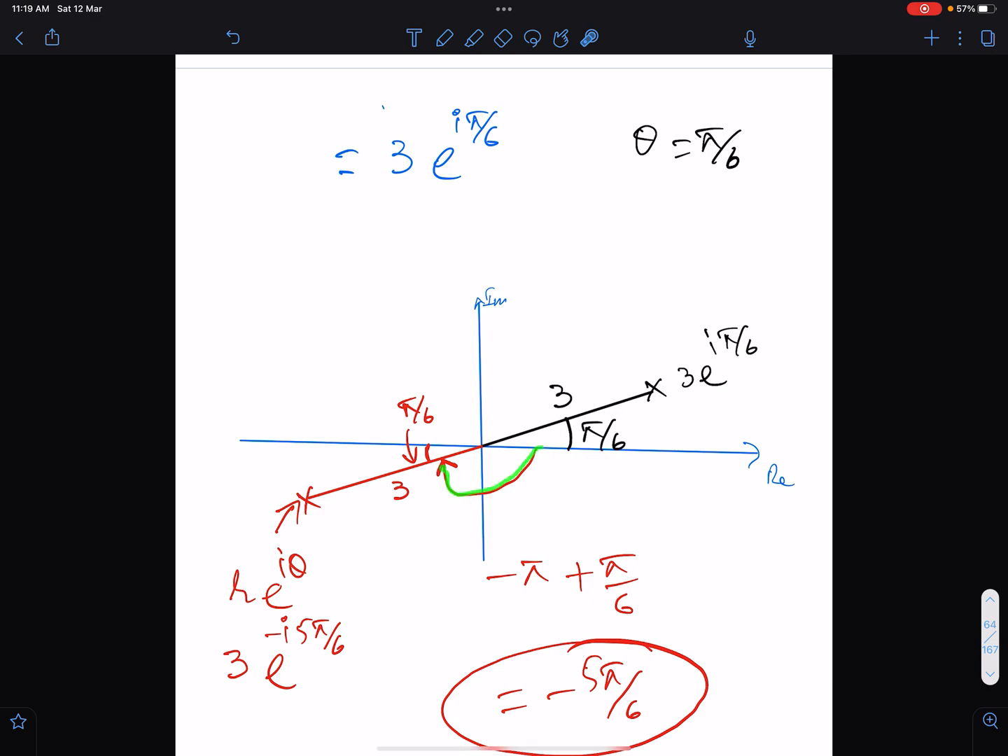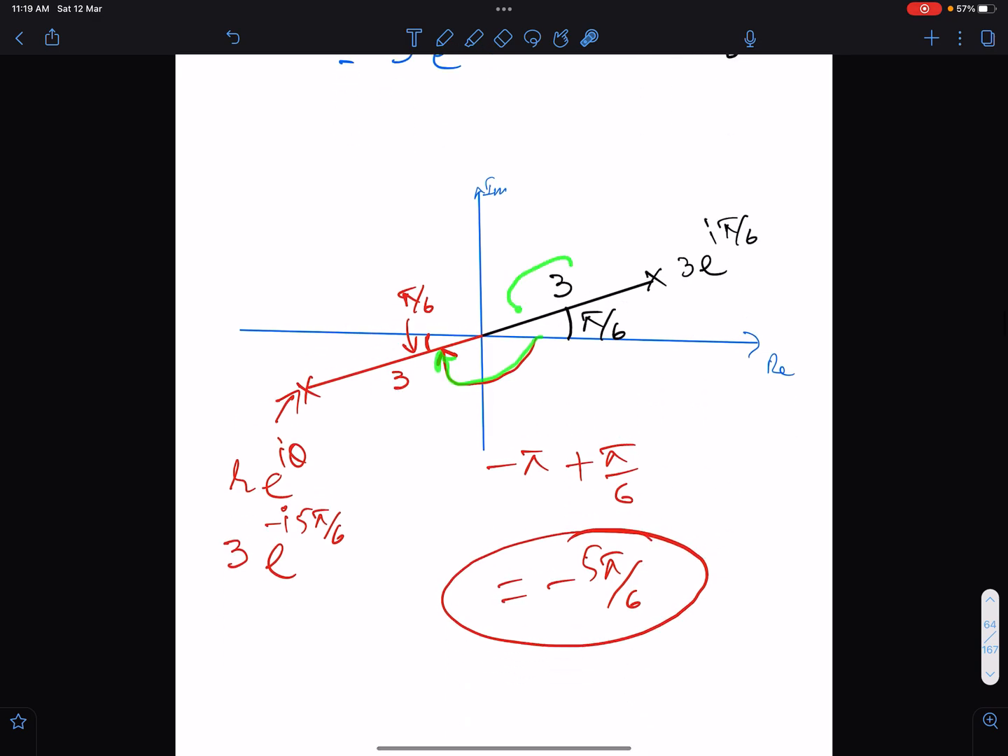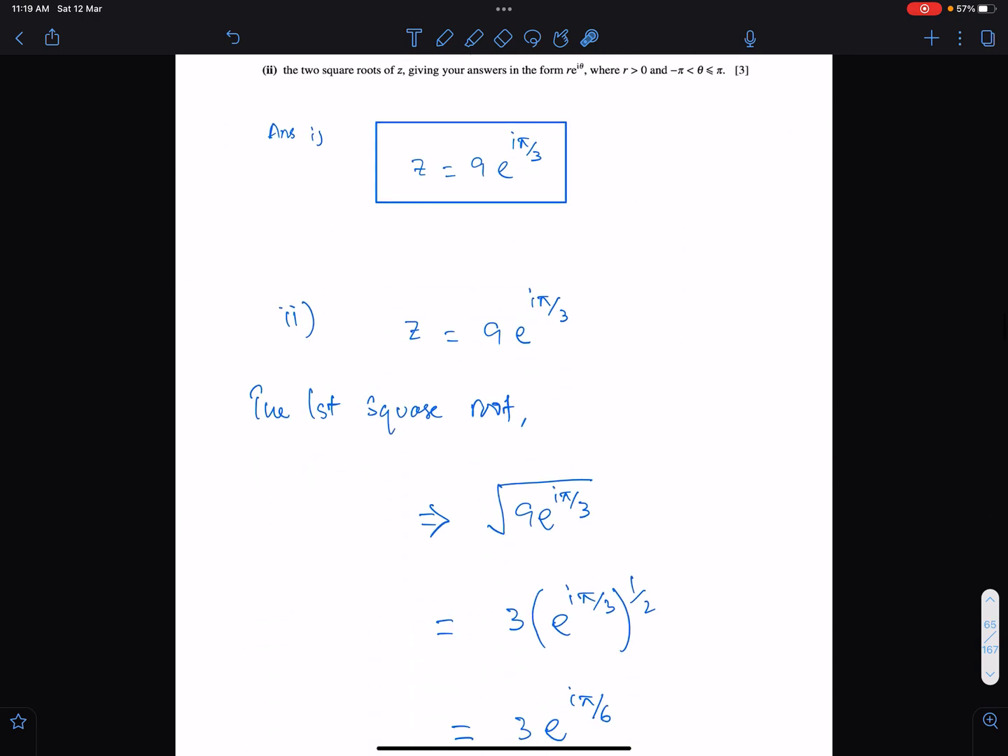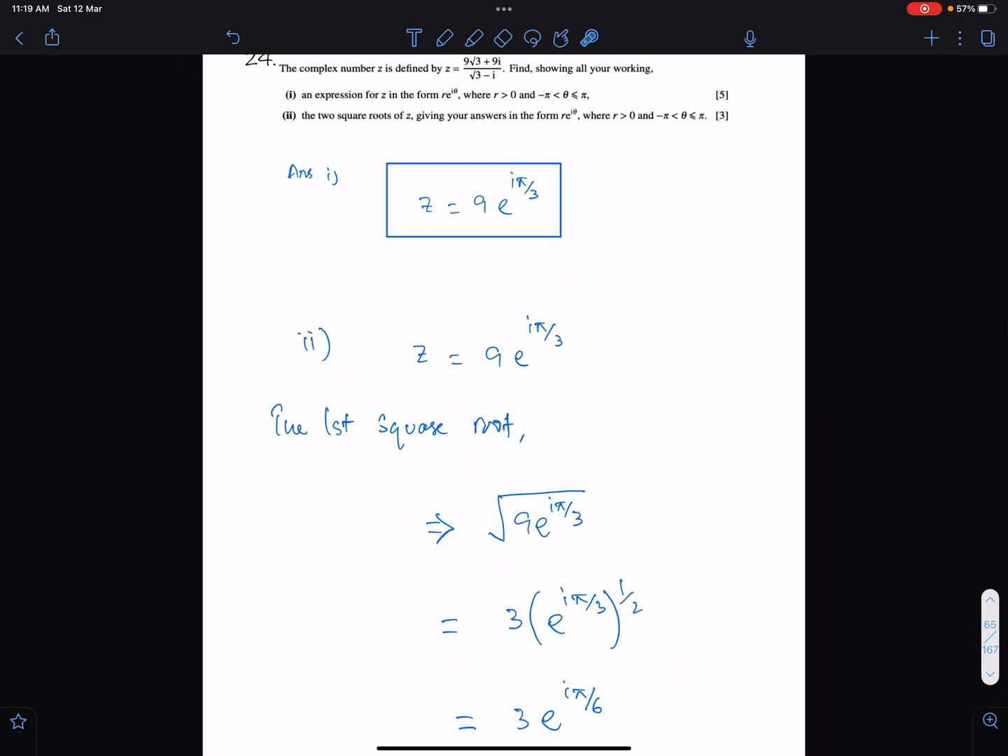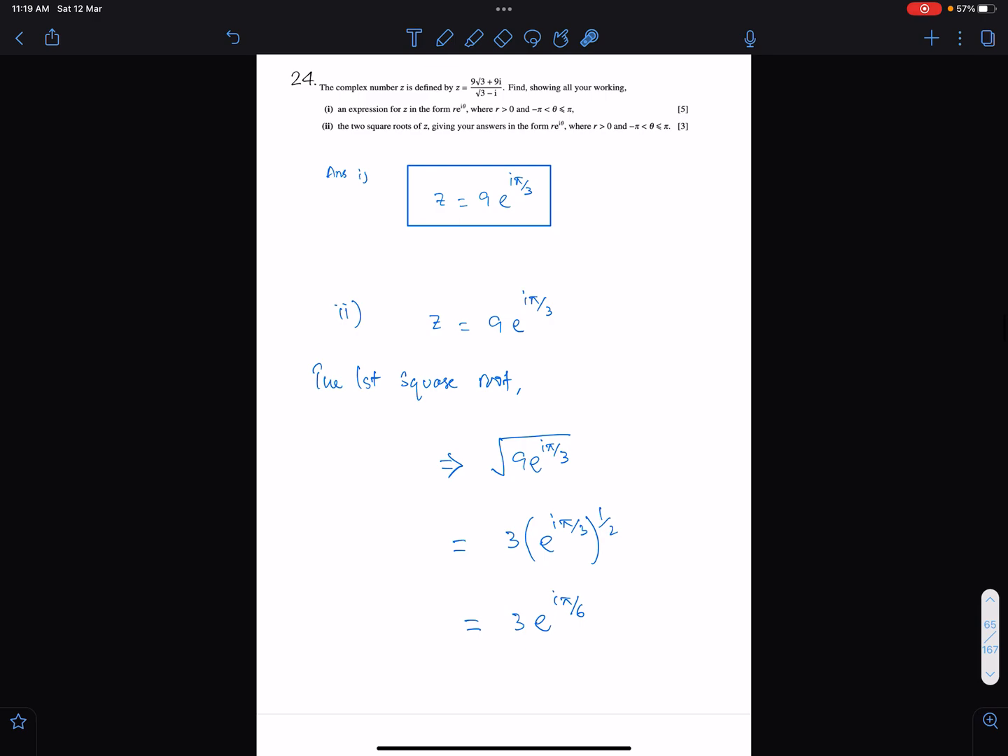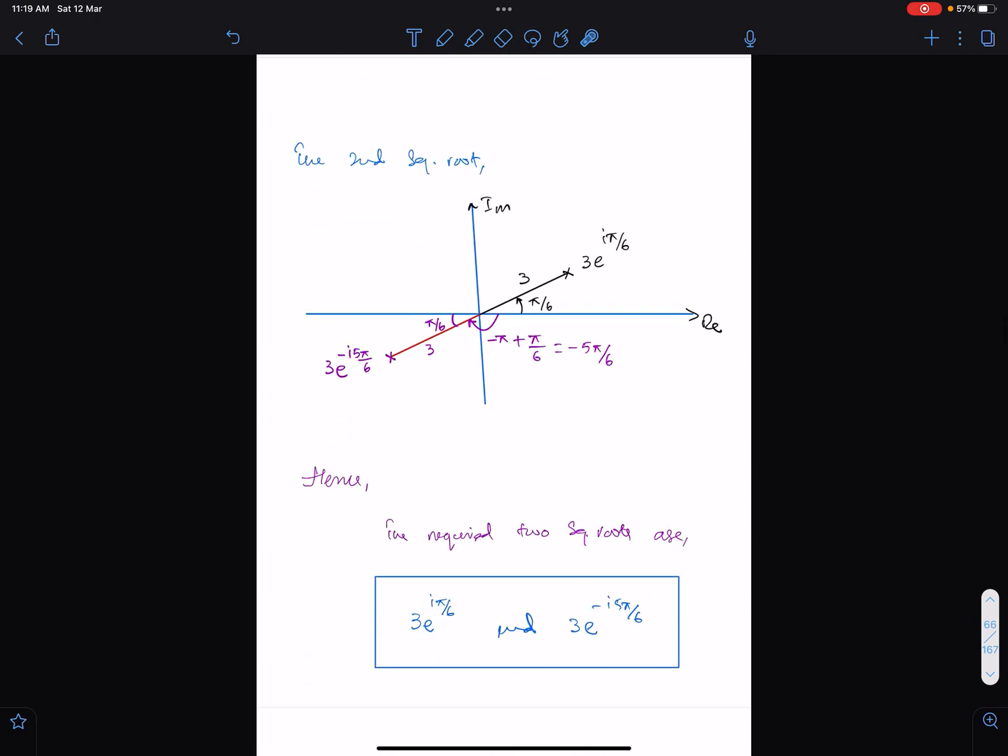And this is the way to find the argument. And the modulus will remain the same for both roots. This is the final solution. This is the first square root. This is the Argand diagram.